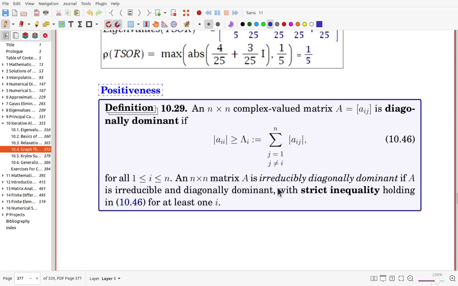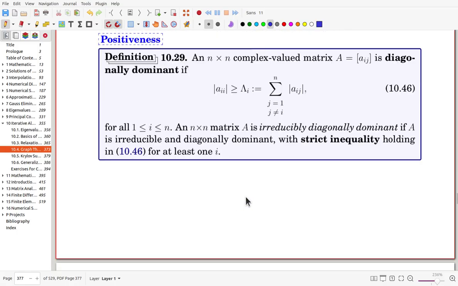And also we can define irreducibly diagonally dominant. In this case, a matrix is irreducible and again diagonally dominant. However, once we try to say these two things together, then we require one more. At least one row, we have strictly larger. The diagonal entry is strictly larger than the other entry summation. So with a strict inequality holding for at least one I.